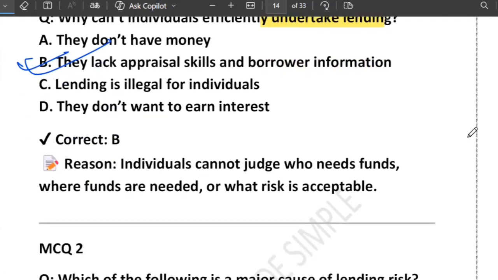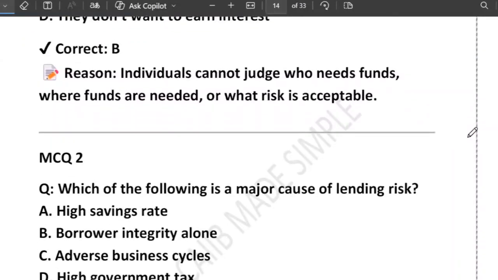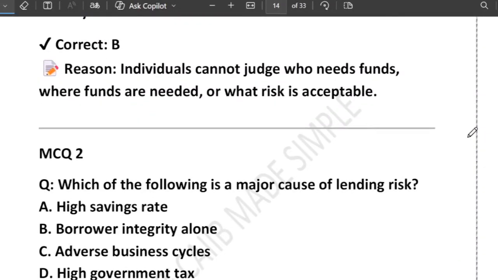What about the next question? Which of the following is a major cause of lending risk? The options mentioned are: high saving rate, borrower integrity alone, adverse business cycle, high government tax. What is the major cause of lending risk? That's the question. The answer is adverse business cycle, right? So the adverse business cycle is a major cause of lending risk.